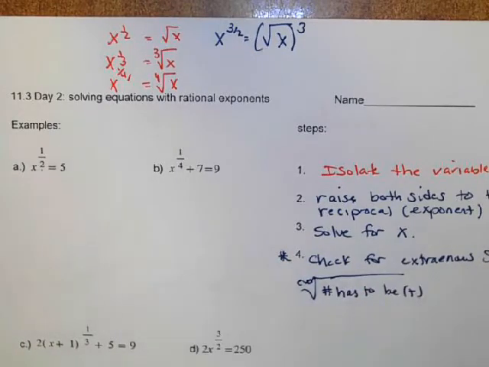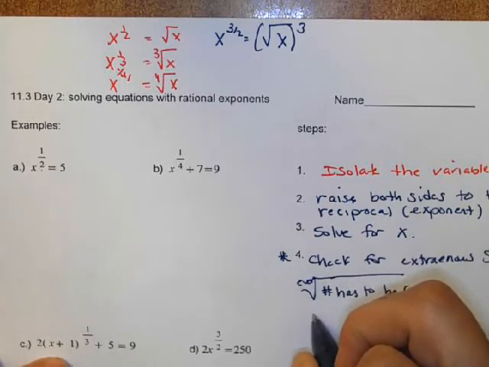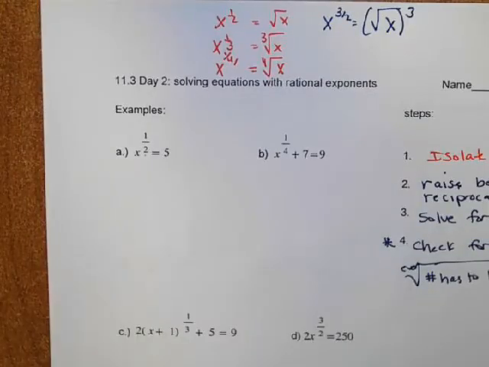If it's an odd root, then it doesn't matter because you can take the odd root of a negative number. So this is for even roots. If it's an even root, because you're solving, you might have to have a plus or minus sign as well. Okay? Depends on what the question looks like.